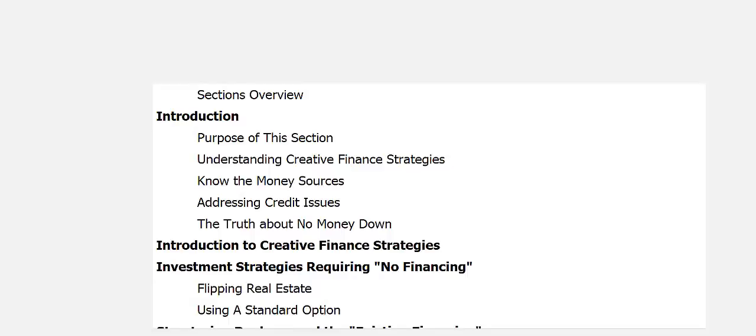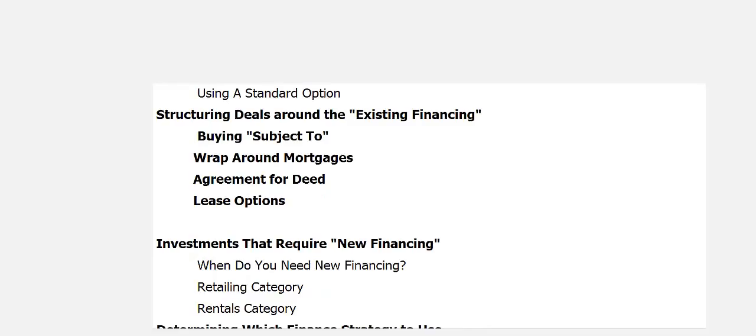The implementation strategies requiring no financing. Which ones require no financing? Well, we can go flipping, that's no financing, and we can use a straight standard option with no financing. Structuring deals around the existing financing. Many times we will offer, if there's an existing first mortgage or other mortgages, we will offer buying subject to, with a land trust usually, wraparound mortgages, agreements for deed, and lease options.